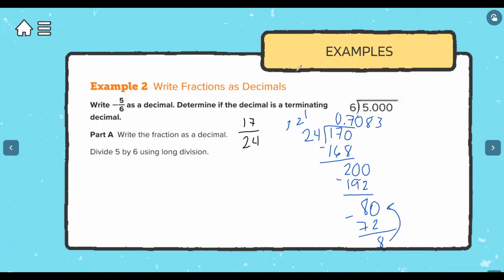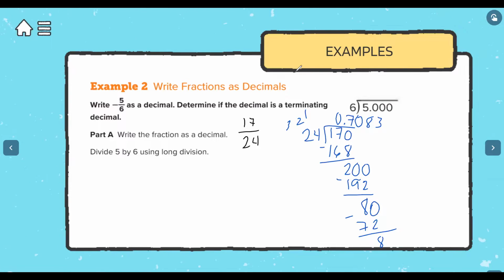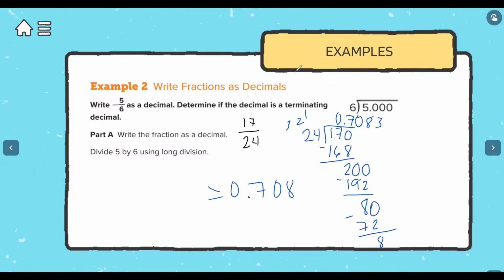If you see here, we're going to start repeating the same number. Which number are we going to repeat? Well, the number that fit in the 80, which is going to be 3 times. So my answer would be 0.7083, and the number that repeats is the 3. And it's a not terminating decimal because it never ends in a 0.